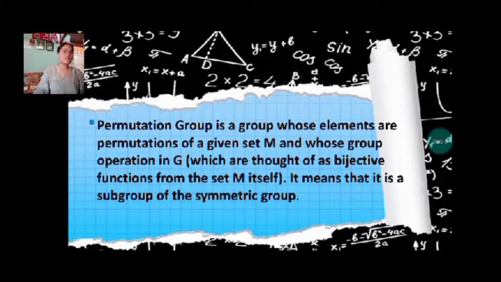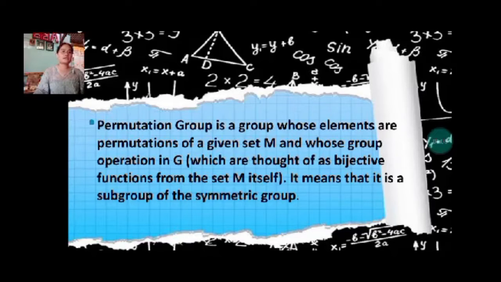So now, let us define what is a permutation group. A permutation group is a group whose elements are permutations of a given set M and whose group operation in G are thought of as bijective. When we say bijective, it is a function between the elements of two sets where each element of one set is paired with exactly one element of the other set. So, bijective functions from the set M itself.